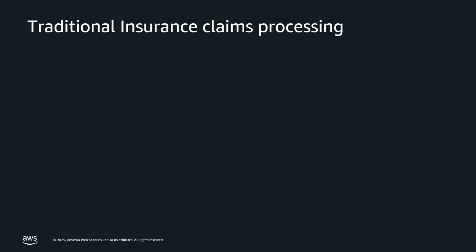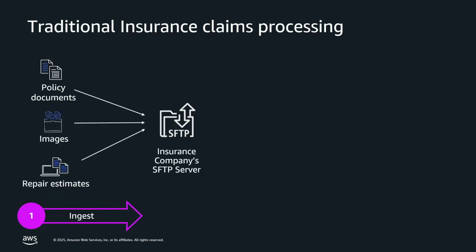So the use case I'm showing you today can be applied or can be seen in other industries as well. And the way traditional insurance claims processing works is typically it has 3 different phases. We start with the ingest phase. This is where most companies ingest files using SFTP. In our insurance use case, these could be files such as policy documents, images, and repair estimates.